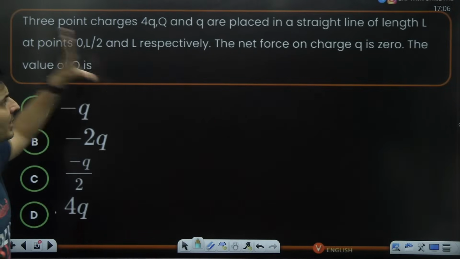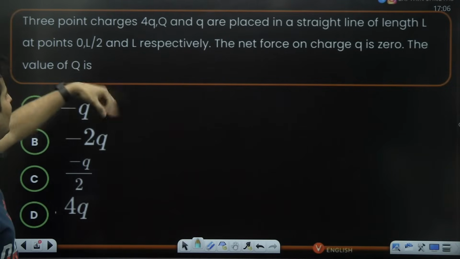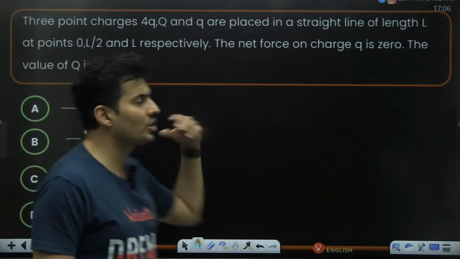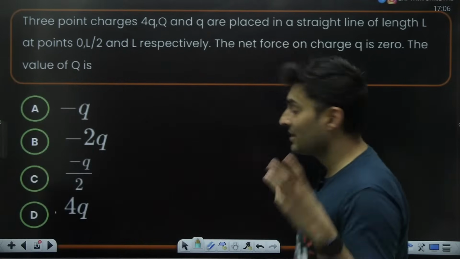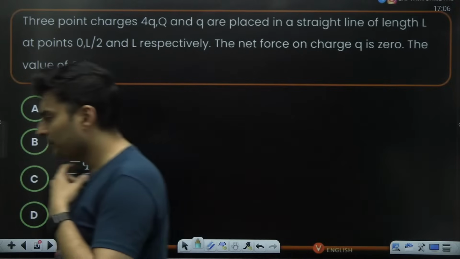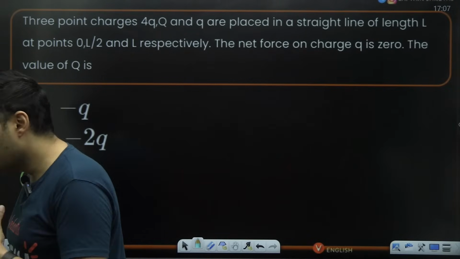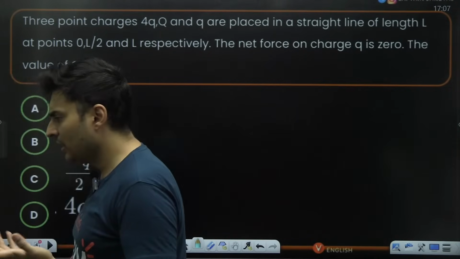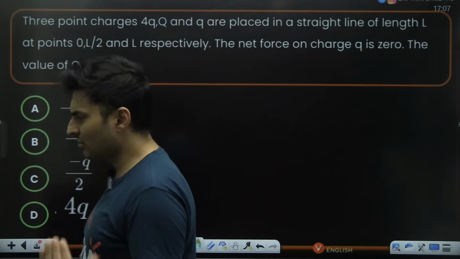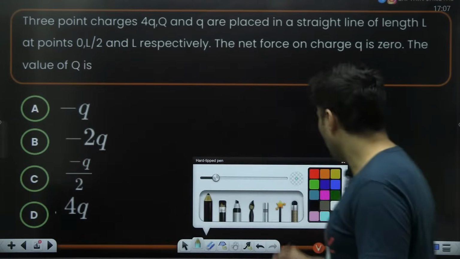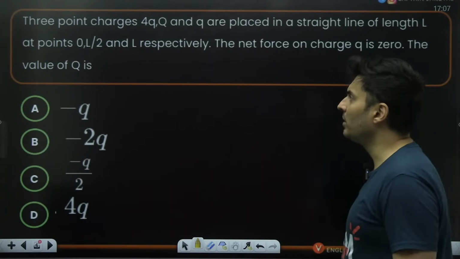3-point charges are placed in a straight line, at 0, L by 2 and L. The net force on charge Q is 0. So what do you think is the value of capital Q? Okay. All right. Let's see. For MET also, you can watch this session, my dear friend, because obviously the questions will be of the same level. It's definitely going to help you there.